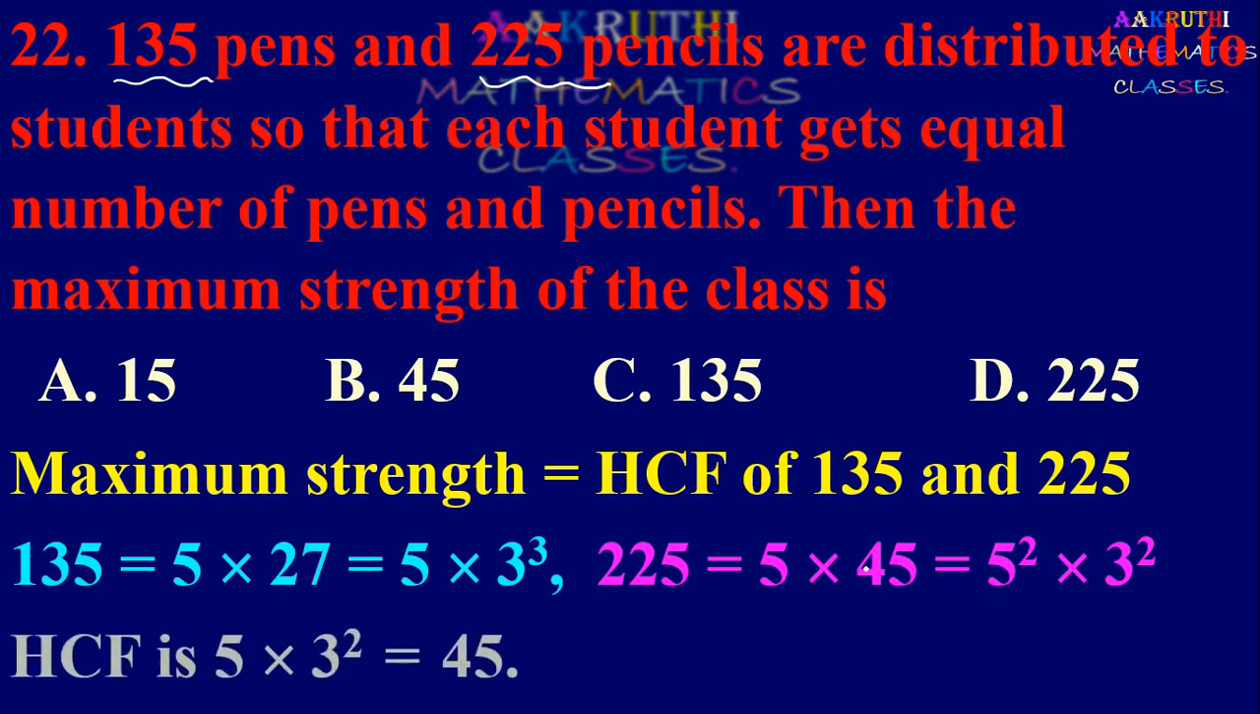And then we can find the HCF using the prime factor method. So here we have 5 common, and in 3 cube and 3 square, 3 square is common. So we get 9 into 5, which is 45. So therefore the required answer is 45, which is option B. So here the maximum strength of the class is 45.